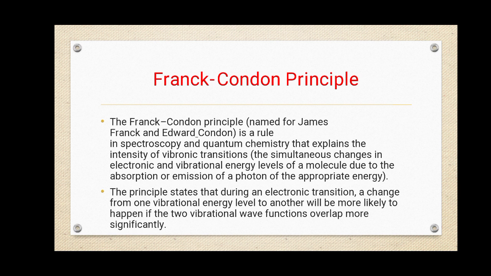This principle states that during an electronic transition, a change from one vibrational energy level to another will be more likely to happen if the two vibrational wave functions overlap more significantly. This is the main principle. So during an electronic transition, a change from one vibrational level to another will happen when there is a significant overlap between the two vibrational wave functions. This is the main point.